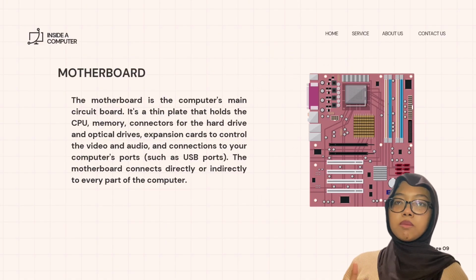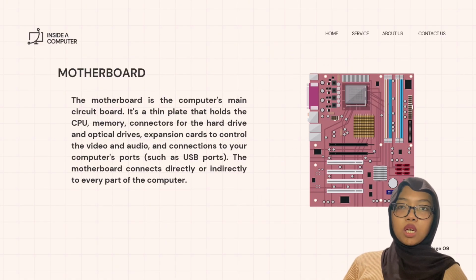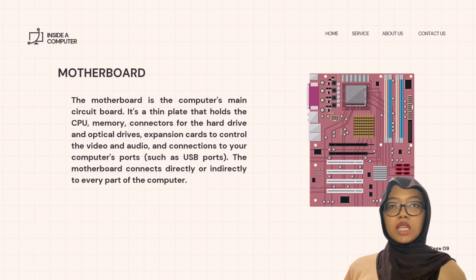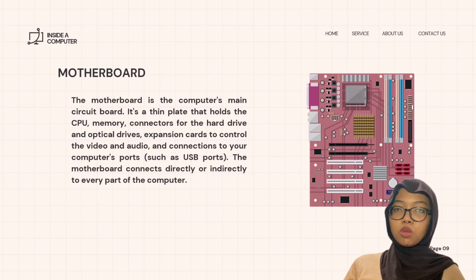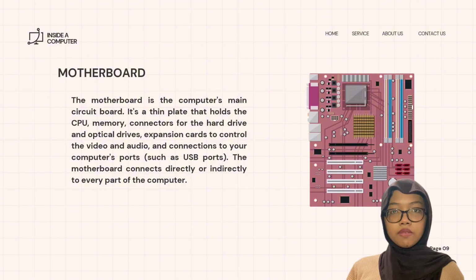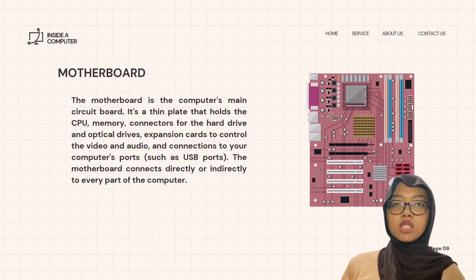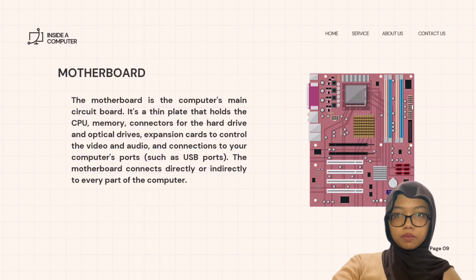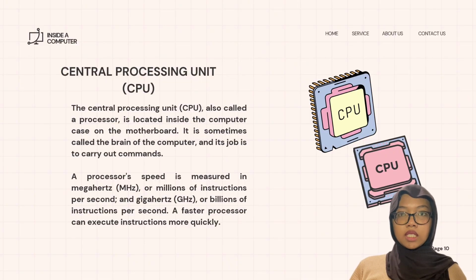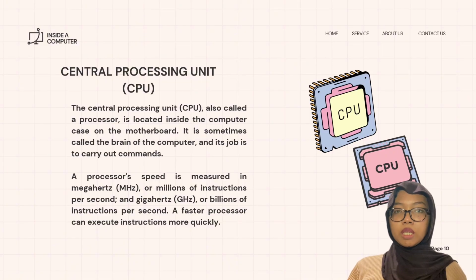First is a motherboard. The motherboard is the computer main circuit board. It's a thin plate that holds the CPU, memory, connector for the hard drive and optical drives, expansion card to control the video and audio, and connections to your computer's port, such as USB port. The motherboard connects directly or indirectly to every part of the computer. The second is a central processing unit or CPU.